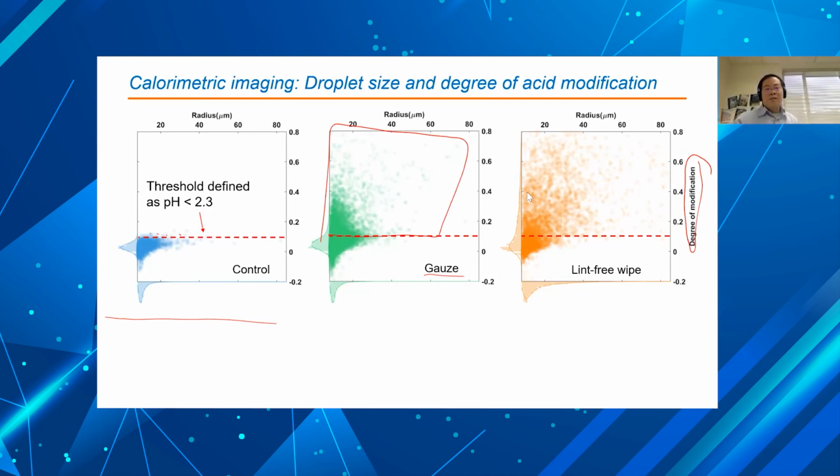And if you use a slightly denser fiber mat, in this case a lint-free wipe, which is a very common clean room wipe that people use in the lab, you can see that now you can greatly increase the fraction of the droplets that have been modified.